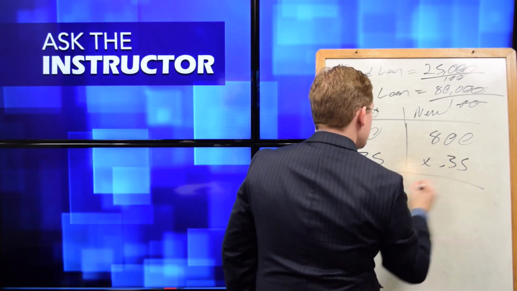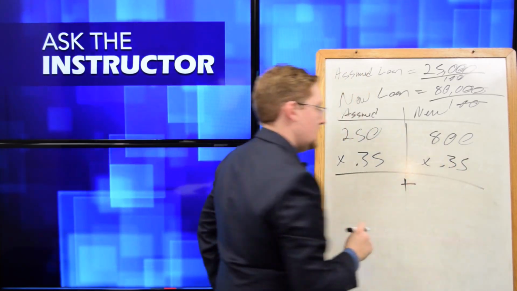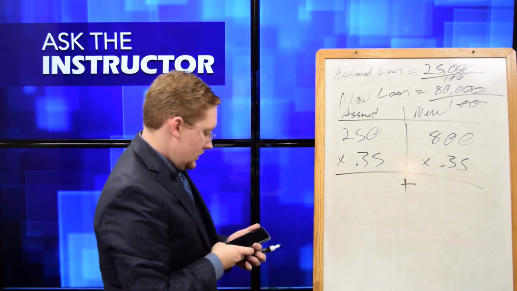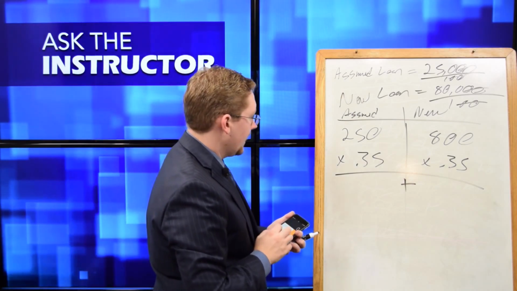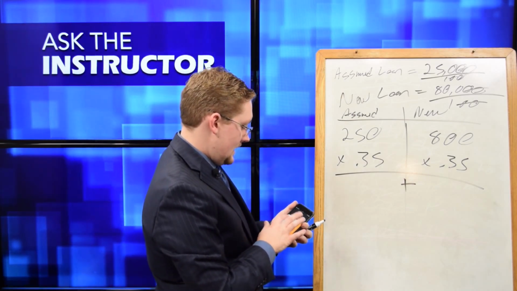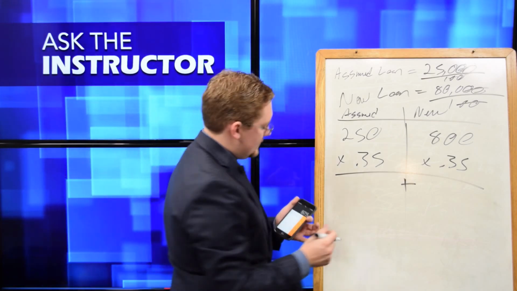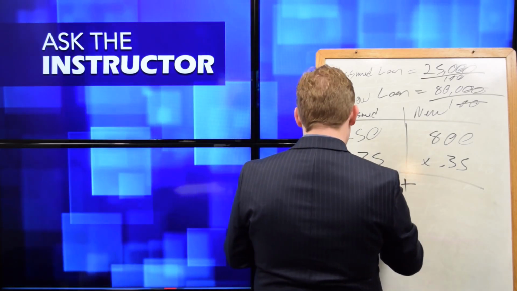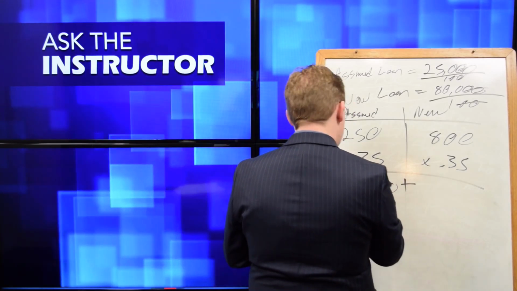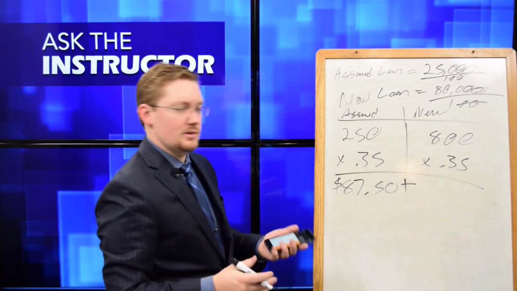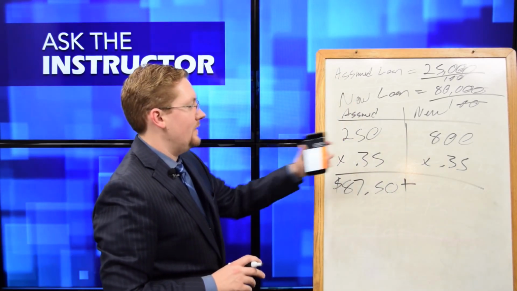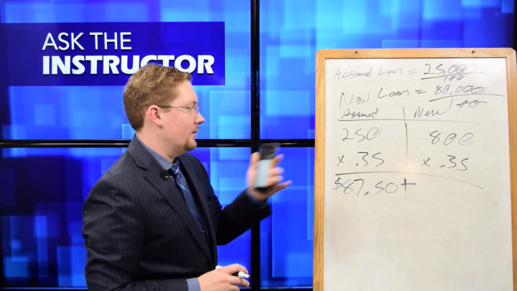And then what we're going to do is add the two of these together once we have them. So let's first do our assumed loan, which is 250 stamps that we need times 35 cents, and that gives us $87.50. The extra zero there since we're dealing in dollars and cents. So $87.50 is going to be the stamp tax on our assumed loan.